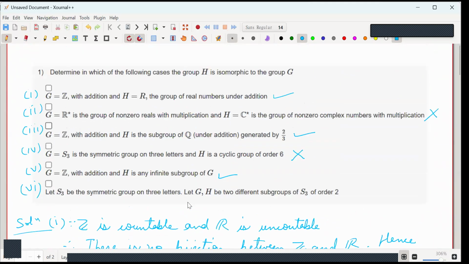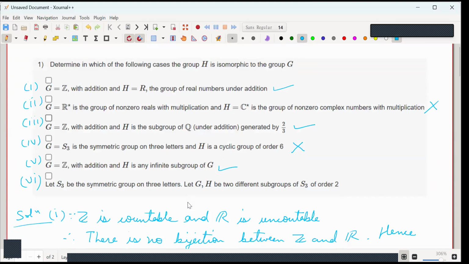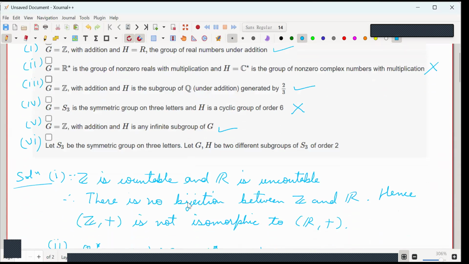Now let's move to the next part. Let S3 be the symmetric group on 3 letters and G and H be two different subgroups of S3 of order 2. Are they isomorphic? Yes, sir. So why? Mapping the 0 to 0 and non-zero element to non-zero element, that would be a bijection. Can we ask a more general question: are any two groups of order 2 isomorphic?